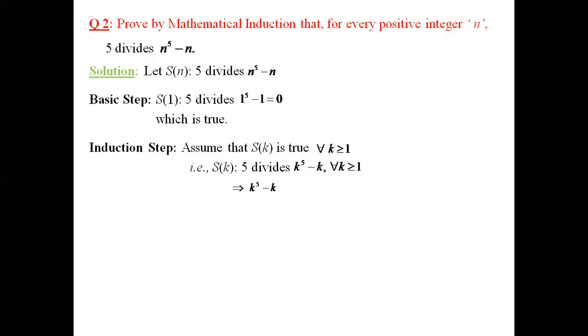This is one and the same as saying k power 5 minus k is a multiple of 5. Right? 5 divides k power 5 minus k is one and the same as alternately saying that k power 5 minus k is a multiple of 5. And that can be written as k power 5 minus k is equal to 5 into m. A multiple of 5 can be written as 5 into m for some m belonging to the set of all positive integers.